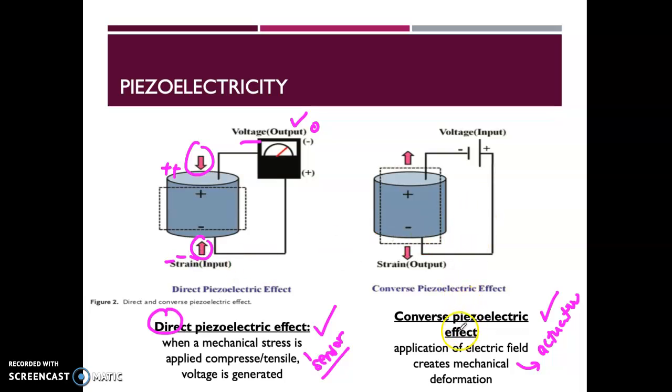What will happen in the other one? In the converse piezoelectric effect, the input here is the voltage, so what will be the output? The output is that the material will be deformed. For the direct piezoelectric effect, the input is the stress. When you compress, squeeze, or apply tensile stress, you will have a reading at the voltage output.